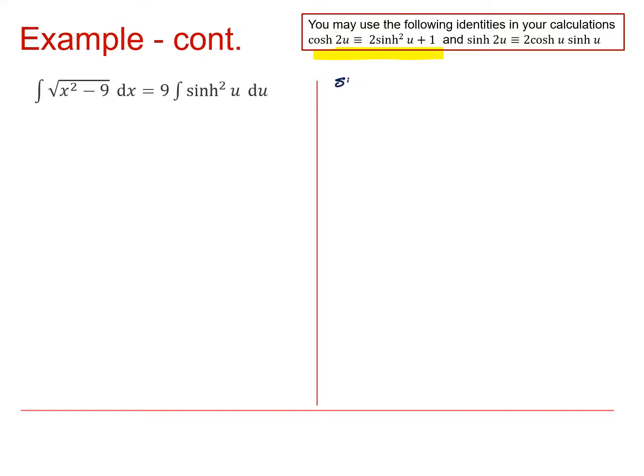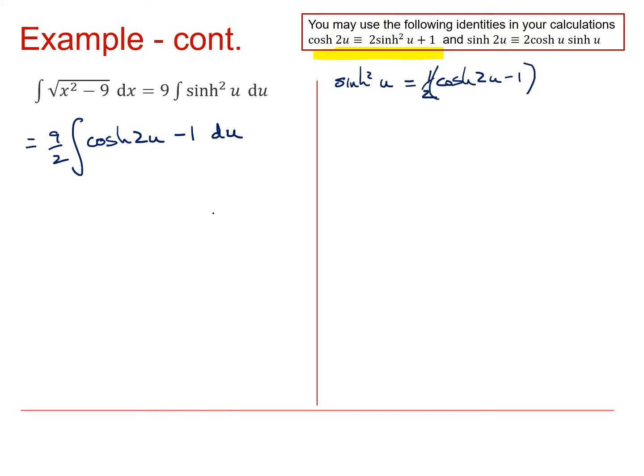So sin squared u from that will be cos 2u minus 1, but it'll be a half of it. So I can put that into here to get that that is 9 over 2 times the integral of cosh 2u minus 1 du.